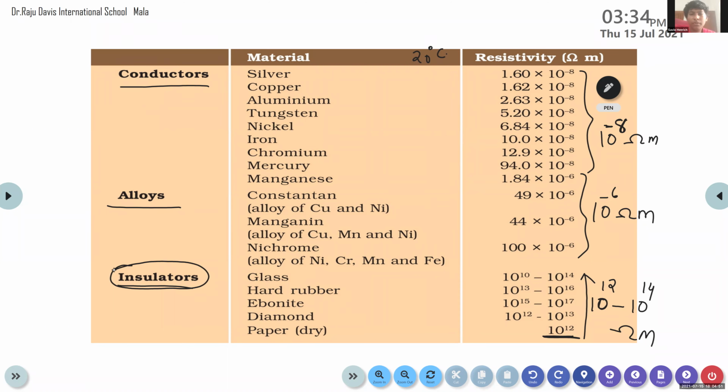Yes, they are conductors. Not only conductors, our alloys also come under this category. They possess a low value of resistance, so they allow electricity to pass through them. So they are called conductors. The conductors and the alloys allow the electricity to pass through them. Okay.